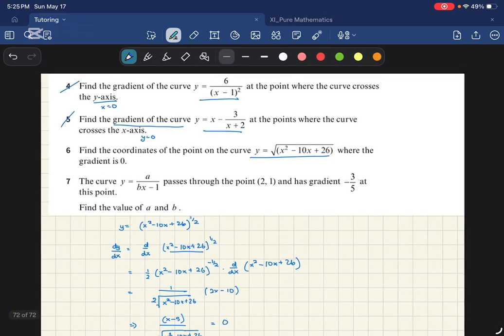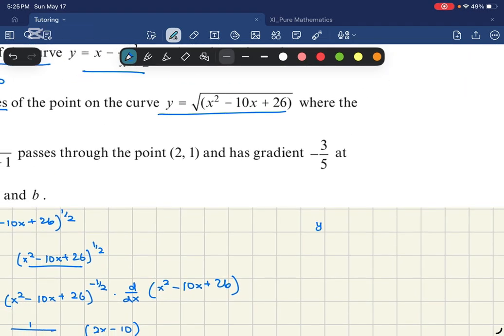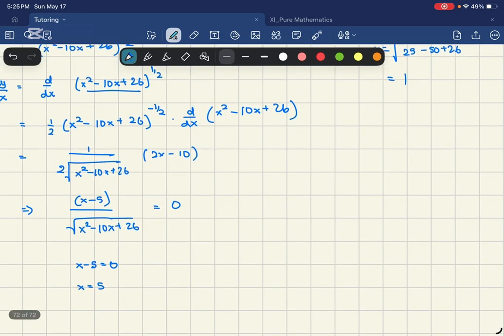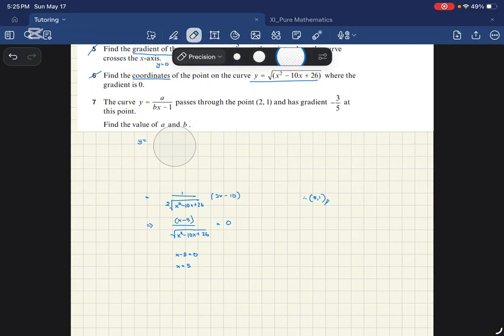And it says find the coordinates. So I'm just going to substitute 5 here. So y is equal to 25 minus 50 plus 26. So that is just 1, I think. So you have minus 25 plus 26, which is the square root of 1, which is 1. So therefore, your coordinates are going to be (5, 1). So we are done with this question. And question 7. Tiring.